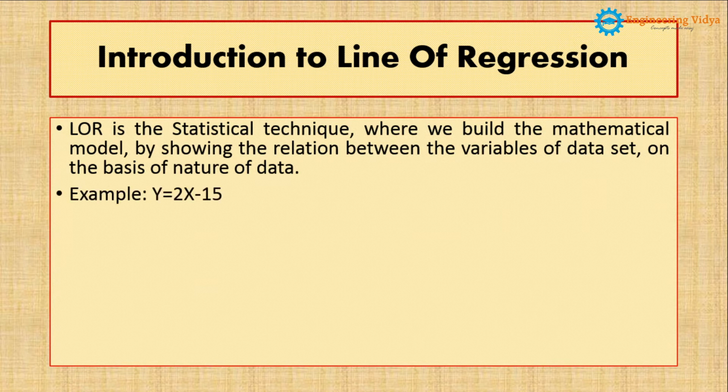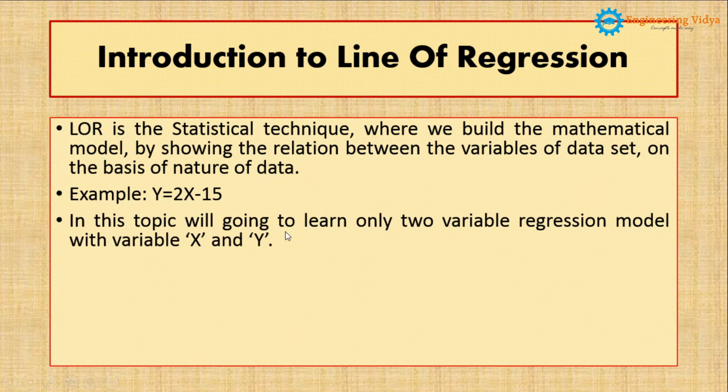For example, suppose we have y equal to 2x minus 15. This mathematical model has two variables, y and x. Variable x is the input variable and variable y is the output variable. So in this case, with the help of x, we can do the prediction of y, and this mathematical model is called line of regression. This is one example.